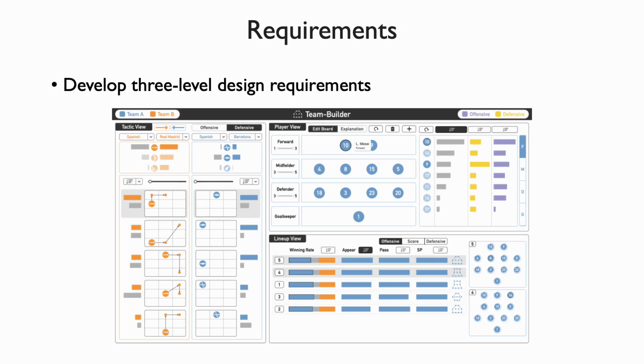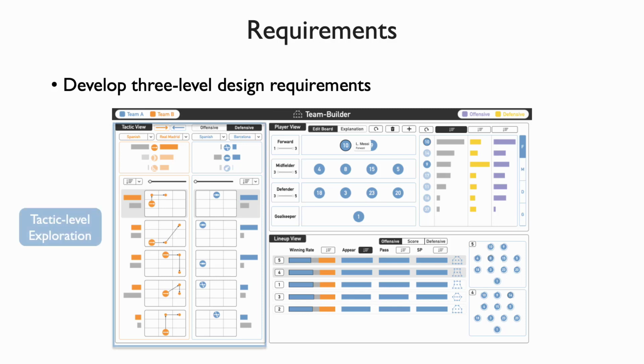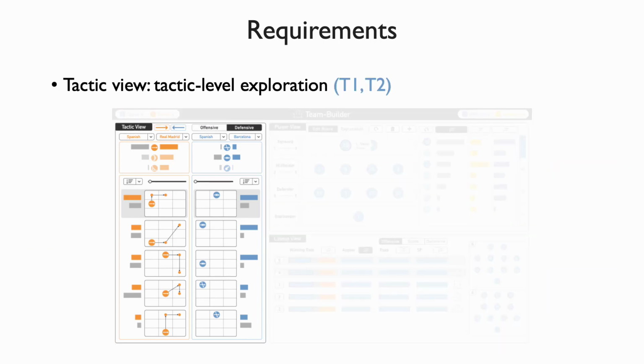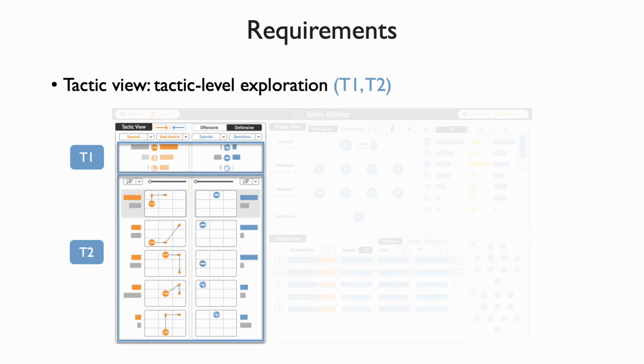To solve the second challenge, we worked with 3 soccer experts and developed design requirements at 3 levels: tactic level exploration, player level investigation, and lineup level comparison. On tactic level exploration, we design a tactic view to filter tactics with essential tactic categories and navigate the tactics to be applied for the match.